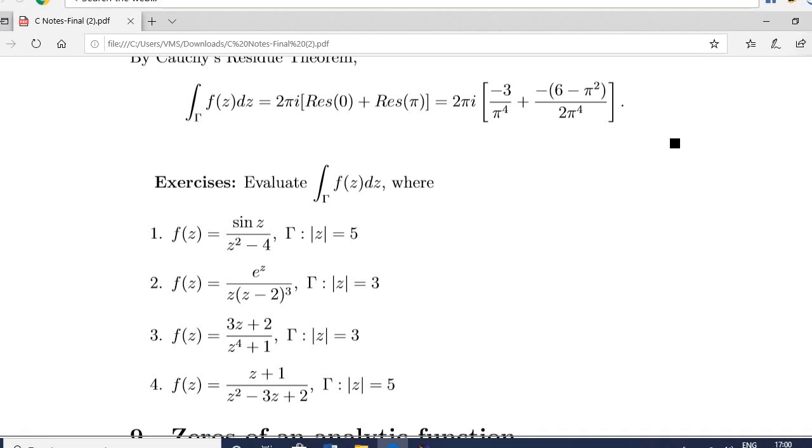So go back to the book, Churchill's book. See the section on Cauchy residue theorem. Read these notes also. See these solved examples and try to solve these exercises.